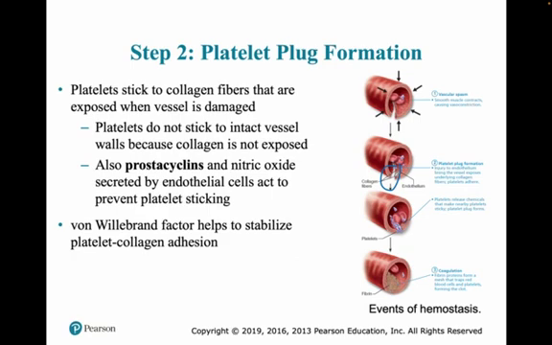So the underlying collagen fibers will be exposed, and then the platelets will start coming to that site. But initially the platelets cannot stick, because the collagen fiber is not yet exposed. Certain chemicals like nitric oxide and prostacyclin, secreted by the endothelial cells, act to prevent the platelets from sticking immediately, so that the collagen is properly exposed. There's a special factor called von Willebrand factor that stabilizes the platelet-collagen adhesion.